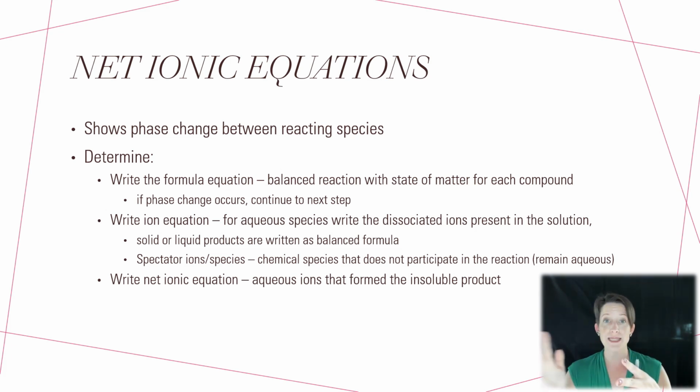We are going to cross out anything that stayed aqueous, or an ion on both sides of the reactants and products. What remains is the net ionic equation. That is the reaction we care about. What are the 2 ions that we needed to interact to form the product we are looking for?